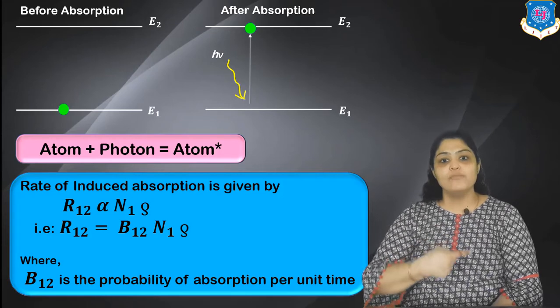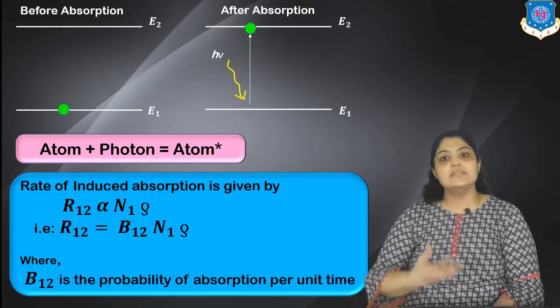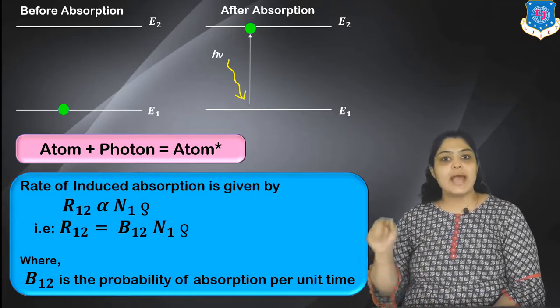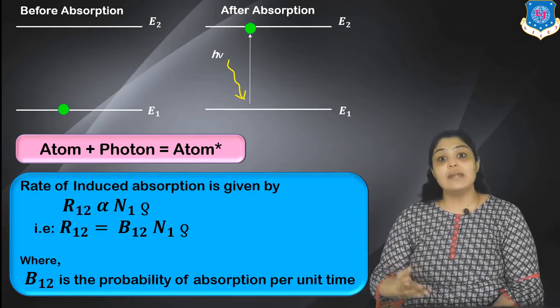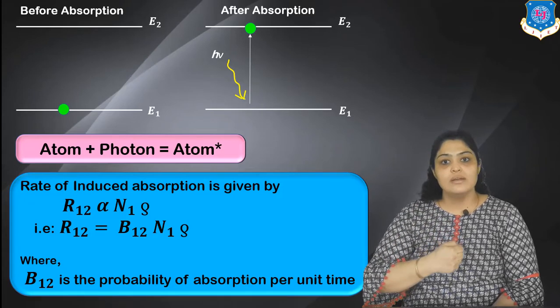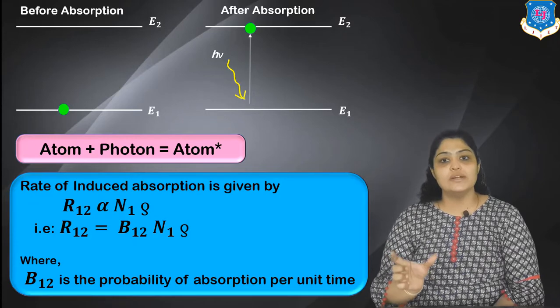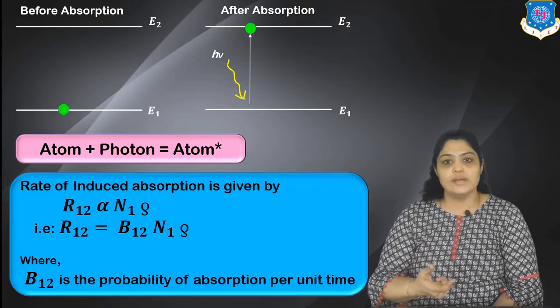So, it is moving from 1 to 2, so we write R12. Now, on what parameters does this absorption depend? See, if there is only one atom and you throw light, only one atom is going to excite. But if there are 100 atoms, they can excite to the higher energy level. So, one parameter is the number of atoms which are present in the lower energy level, and this number of atoms is known as the population of the lower energy level.